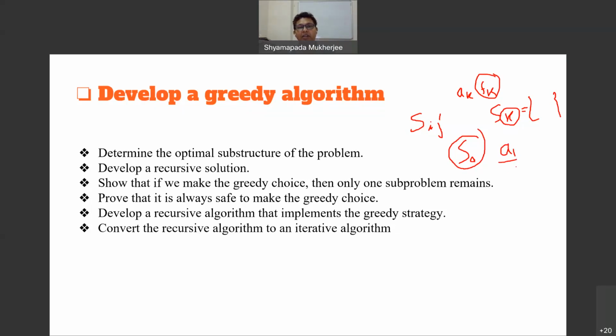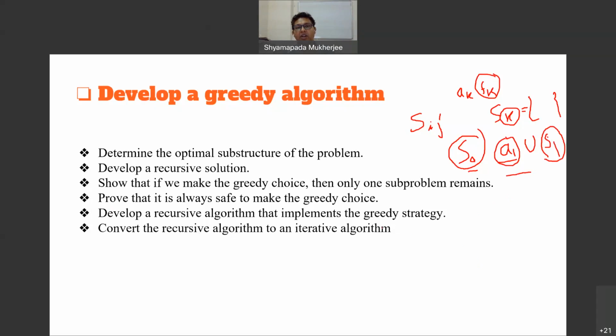Okay, and this we can do because all the activities are sorted in monotonically increasing order by their finish time. So we can know that A1 is the activity having the least finish time. So we'll be taking this one out from S0. So finally we'll have one sub problem remaining, that is S1. Okay, so that means one greedy choice will leave one sub problem instead of more than one sub problem, which is what we have seen for dynamic programming.